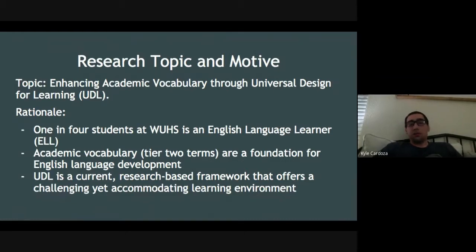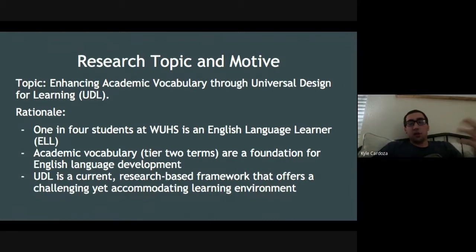And therefore, I felt, okay, academic vocabulary is something that we definitely need to put at the forefront of English language learners' education, and then becoming more educated in this field altogether.